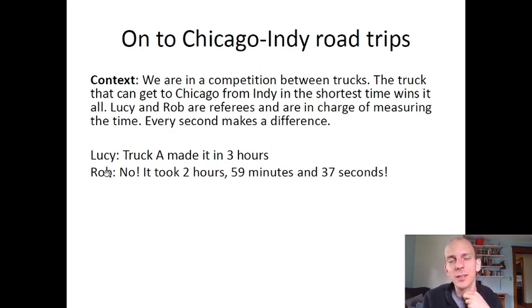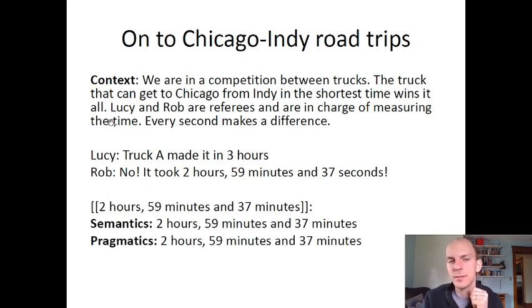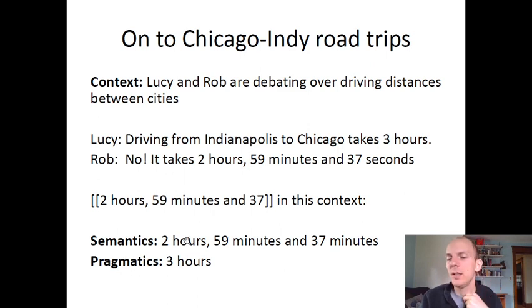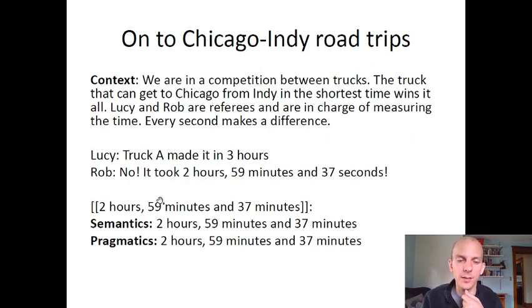Is Rob still being a jerk here? Not really, right? This is a less pragmatically odd response for Rob to have. He's being less of a jerk here because of the context. The context matters. When we're just casually talking between friends, nobody cares about the difference between 2 hours, 59 minutes, and 37 seconds and 3 hours. Those are equivalent. But when it comes to a race, we care. Semantically, the literal meaning of this is still 2 hours, 59 minutes, and 37 seconds. Ignore my typos once again. And pragmatically, it also means that because it's important for the context. In a racing context, the 23 extra seconds matter. Context matters for the interpretation of meaning.